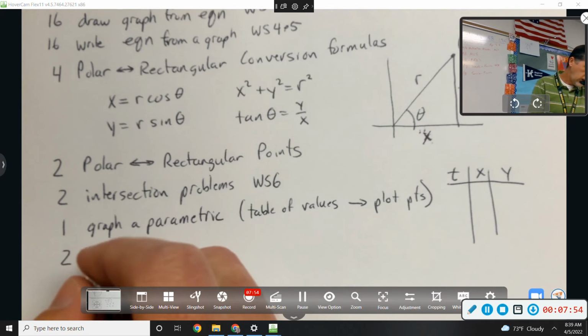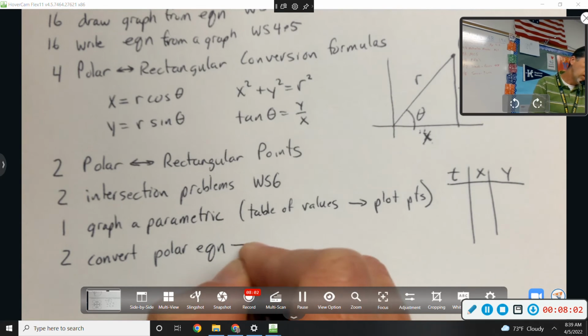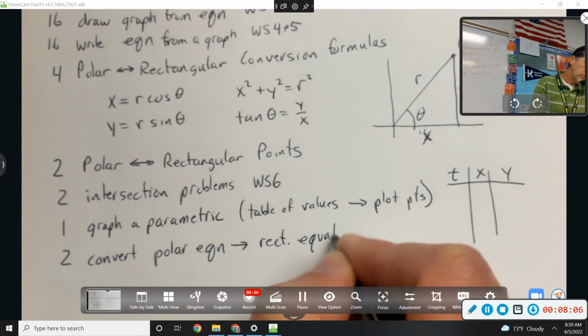And then lastly, to convert a polar equation to a rectangular equation.